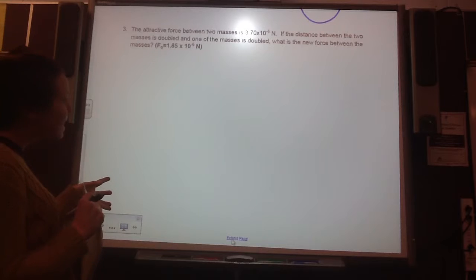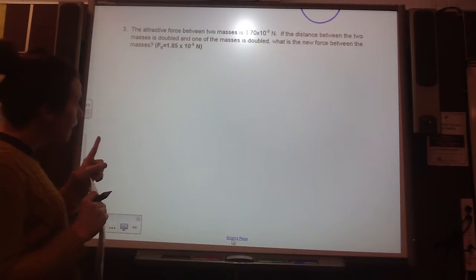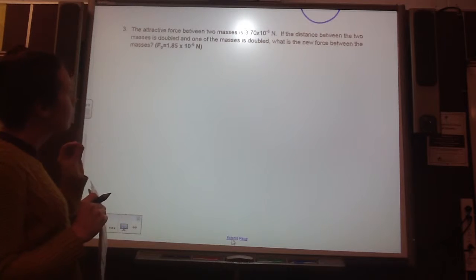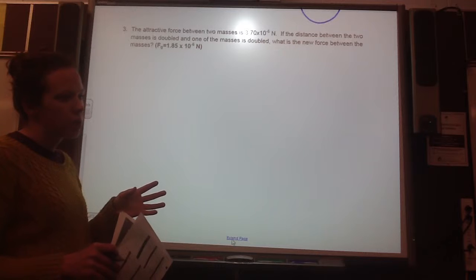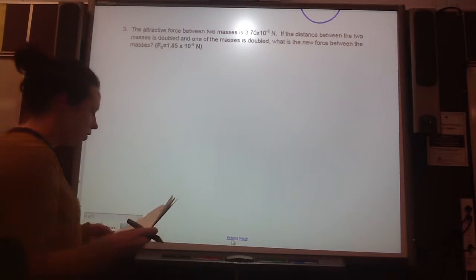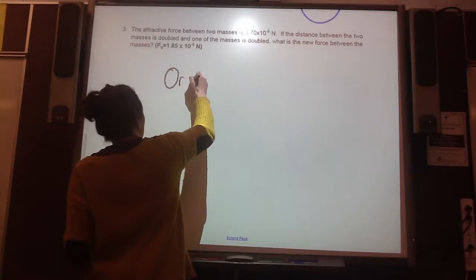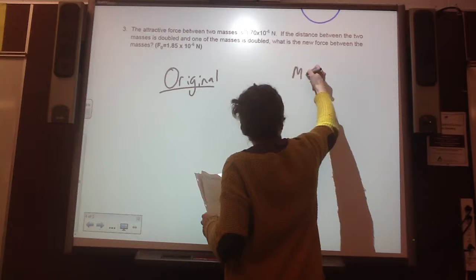If the distance between the two masses is doubled, and one of the masses is doubled, what is the new force between the masses? Whenever you're given questions like this, where it's not actually values that you plug and chug into, you should write down original and then modified.